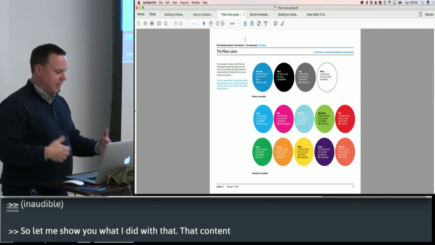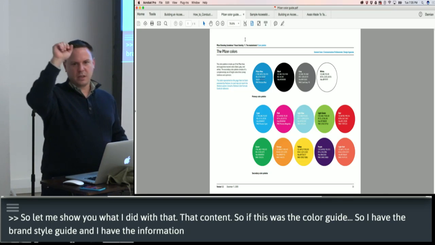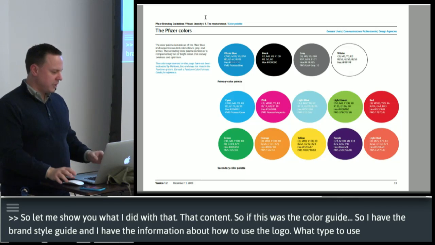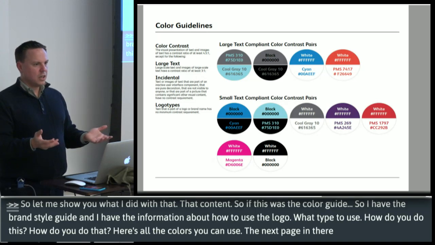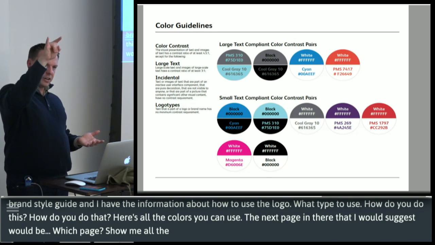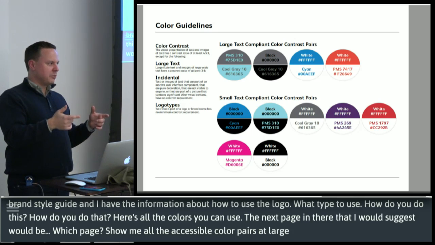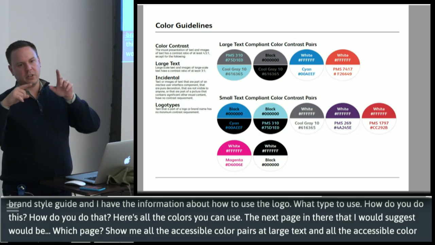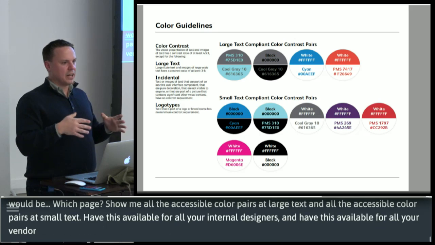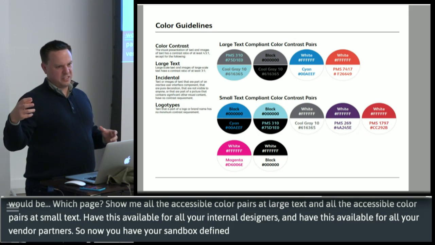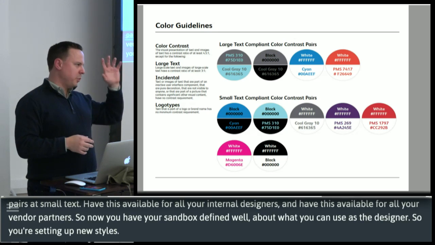So if this was the color guide, so I have the brand style guide, and I have information about how to use the logo, what type to use, how do you do this, how do you do that. Here's all your colors you can use. The next page that I would suggest in there would be this page. Show me all the accessible color pairs at large text and all the accessible color pairs at small text. Have this available for all your internal designers. Have this available for all your vendor partners. So now you have your sandbox defined well about what you can use as a designer. So you're setting up new styles. That's for both web and for PDF.